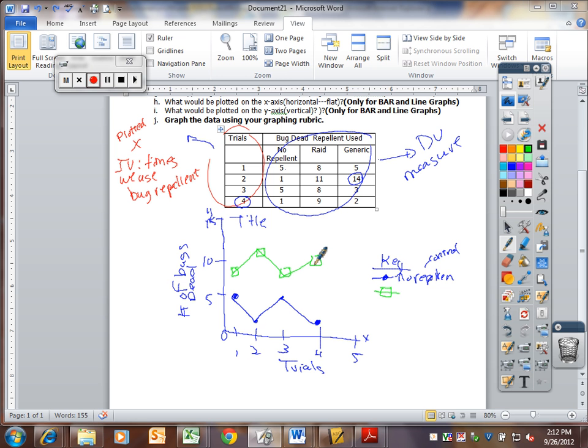We're just going to do 5 for generic. Okay, trial 1 for the generic, it was 5. I'm going to use a triangle. Oh, I forgot to put RAID. Okay, and on trial 2 for the generic, it was 14. And trial 3, it was 3. And trial 4, it was 2. We connect the dots.